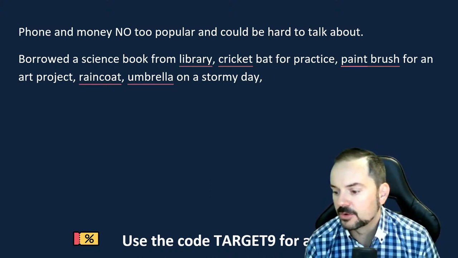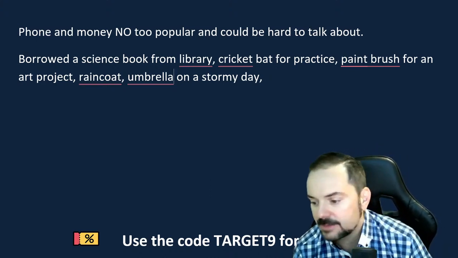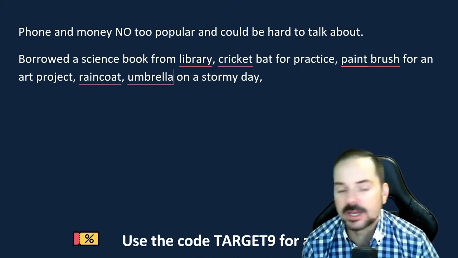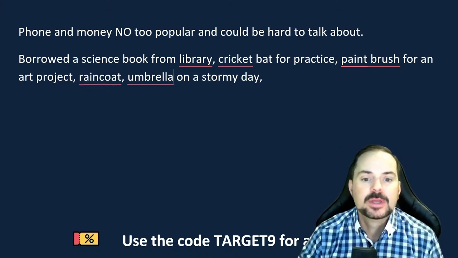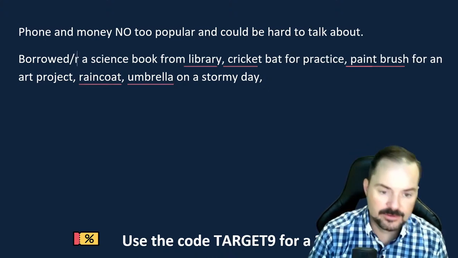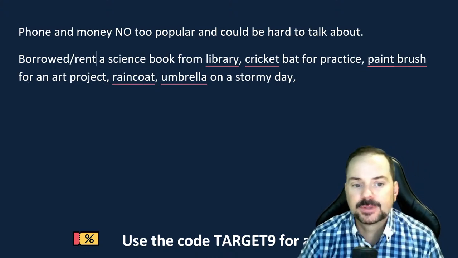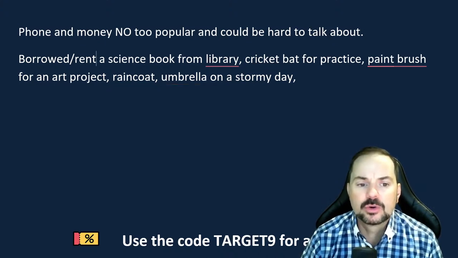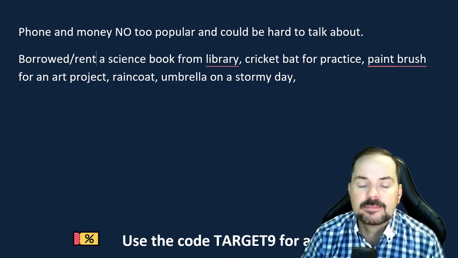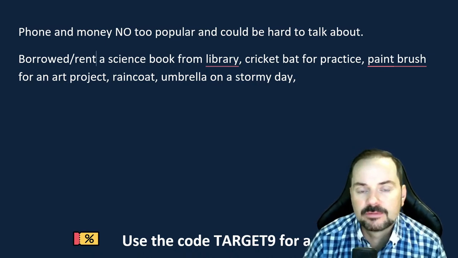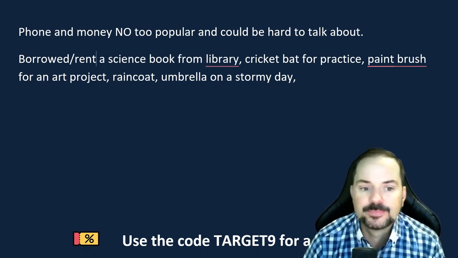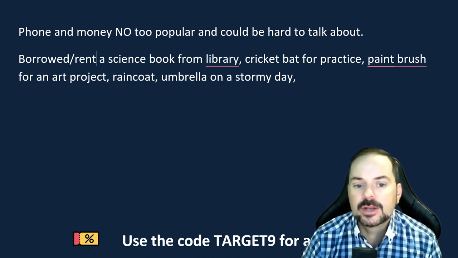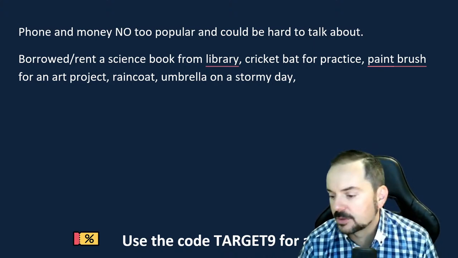Okay. Gunkai Ren says a wedding dress. Maybe. I don't know. People tend not to. Yeah, they rent them, right? Borrowed or rent from a library as well. Okay. Umbrella on a stormy day. Rent. The difference with rent is you pay money, right? So careful not to confuse rent with borrow. Okay. So raincoat, umbrella on a stormy day.